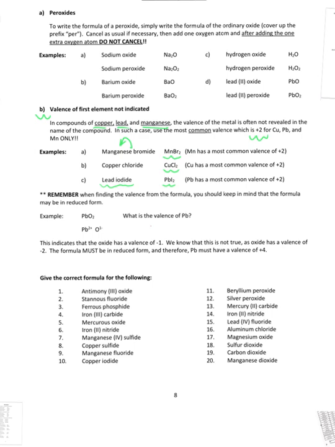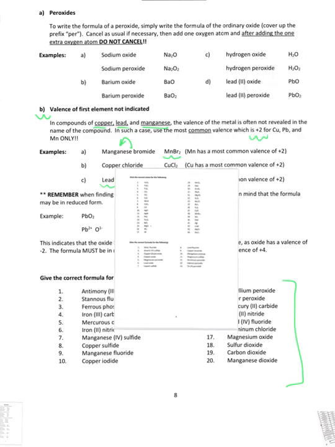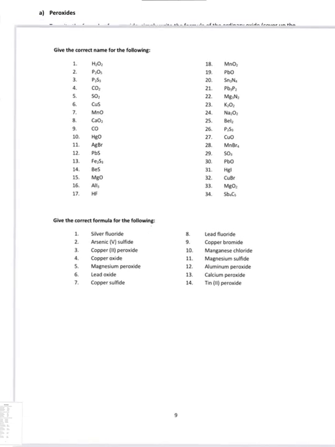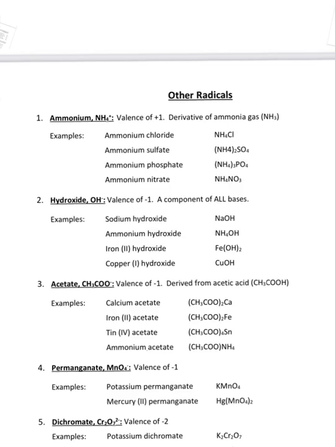So there's lots of different examples here of peroxides, as well as some examples of using elements that don't have a formula or a Roman numeral listed. There's also this page of examples as well that you can try out for practice before moving on to the next concept. Okay, the next section is other radicals.